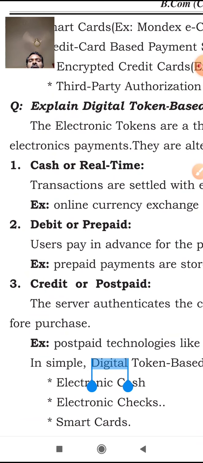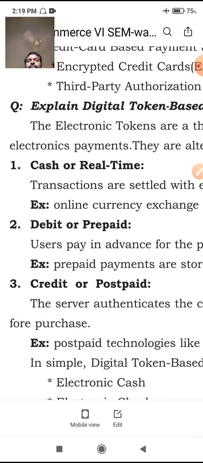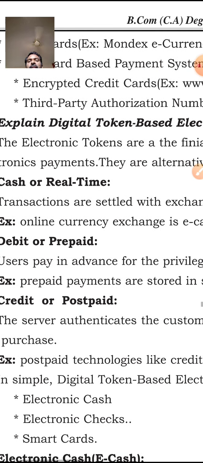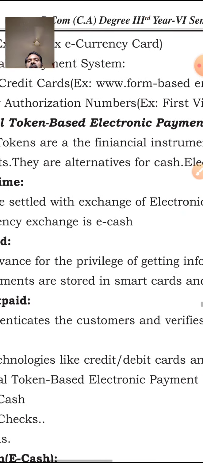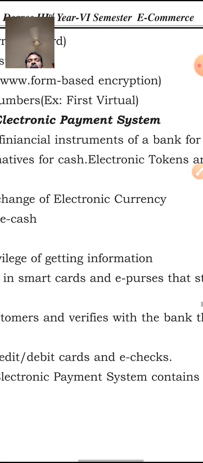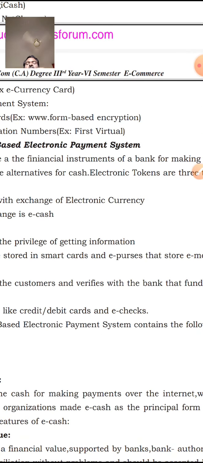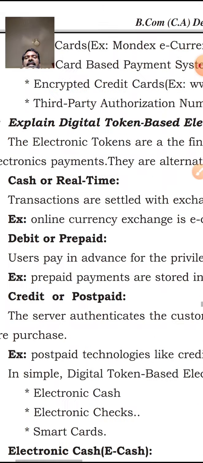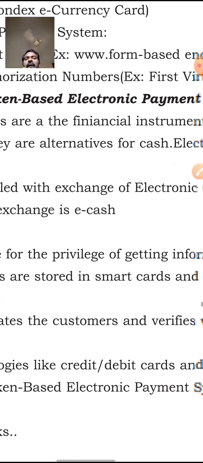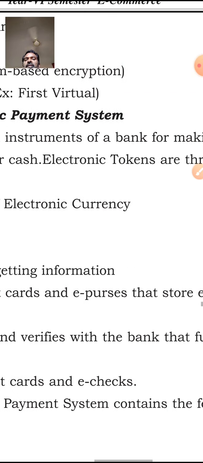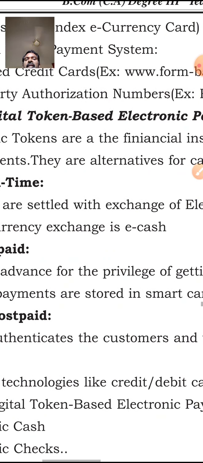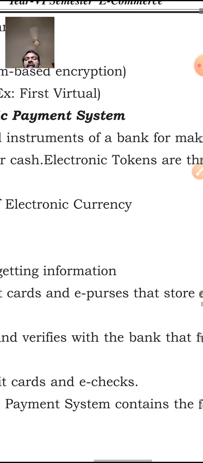Right, the next topic in e-commerce unit three is the digital token based electronic payment system. Now what is the digital token based electronic payment system? Electronic tokens are financial instruments of a bank for making different types of electronic payments. They are an alternative for cash. Electronic tokens are issued.